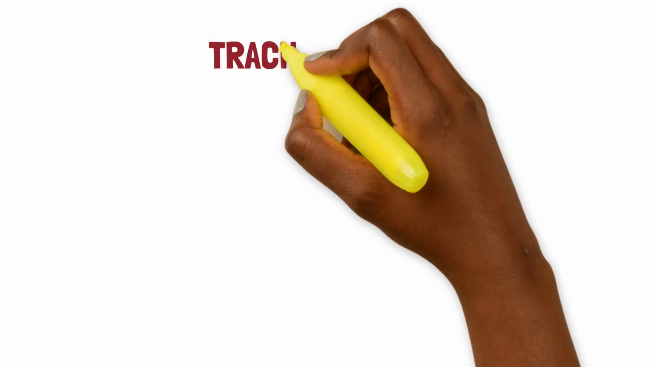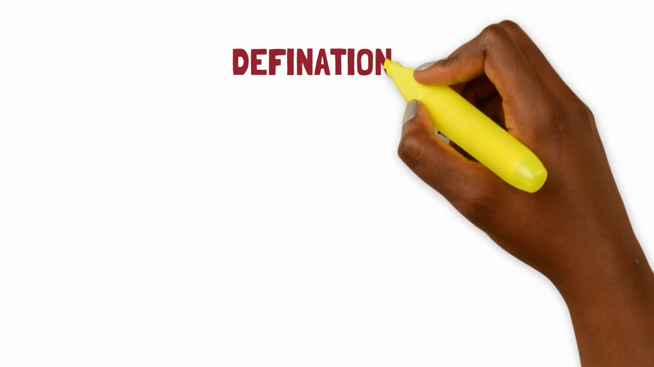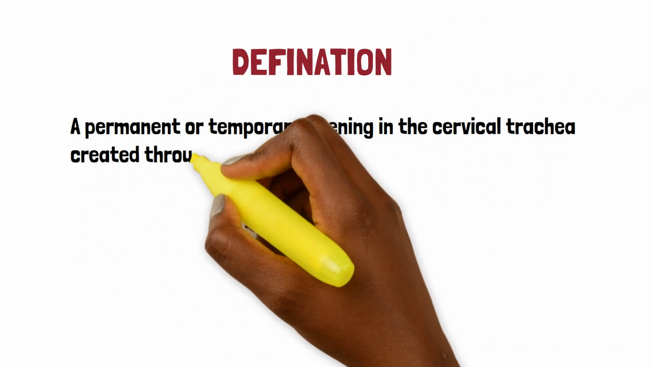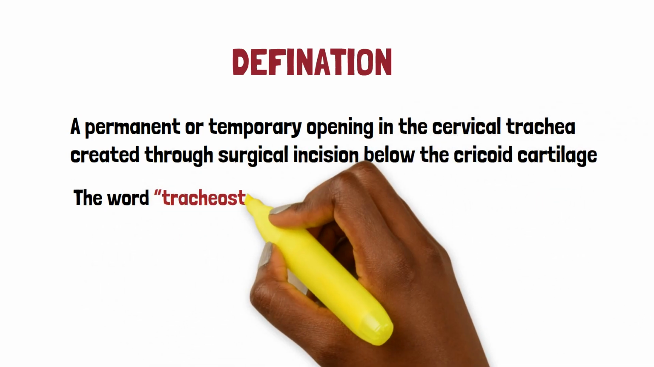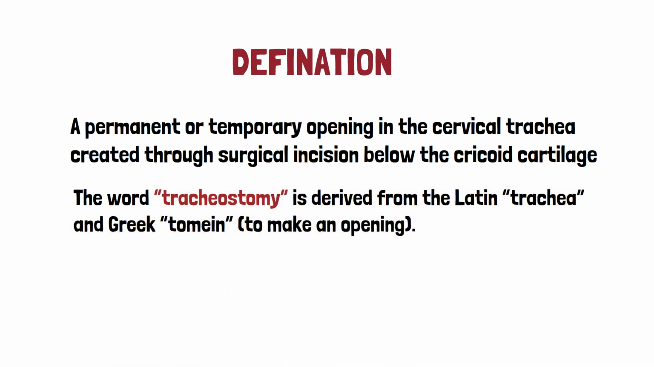Let's discuss tracheostomy. By definition, tracheostomy is a permanent or temporary opening in the cervical trachea created through a surgical incision below the cricoid cartilage. The word tracheostomy is derived from a Latin word, trachea, and a Greek word, tome, which means to make an opening.